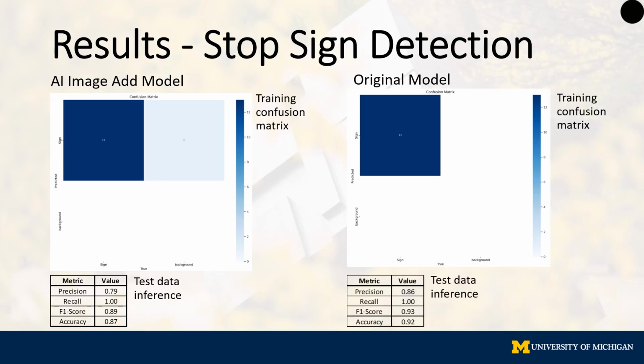Now looking at the results of the stop sign detection models on the AI image add model, the confusion matrix shows that we're now actually picking up a false positive within the training data set compared to none within the original model. And then overall our accuracy by adding AI images decreases from 92% to 87%.